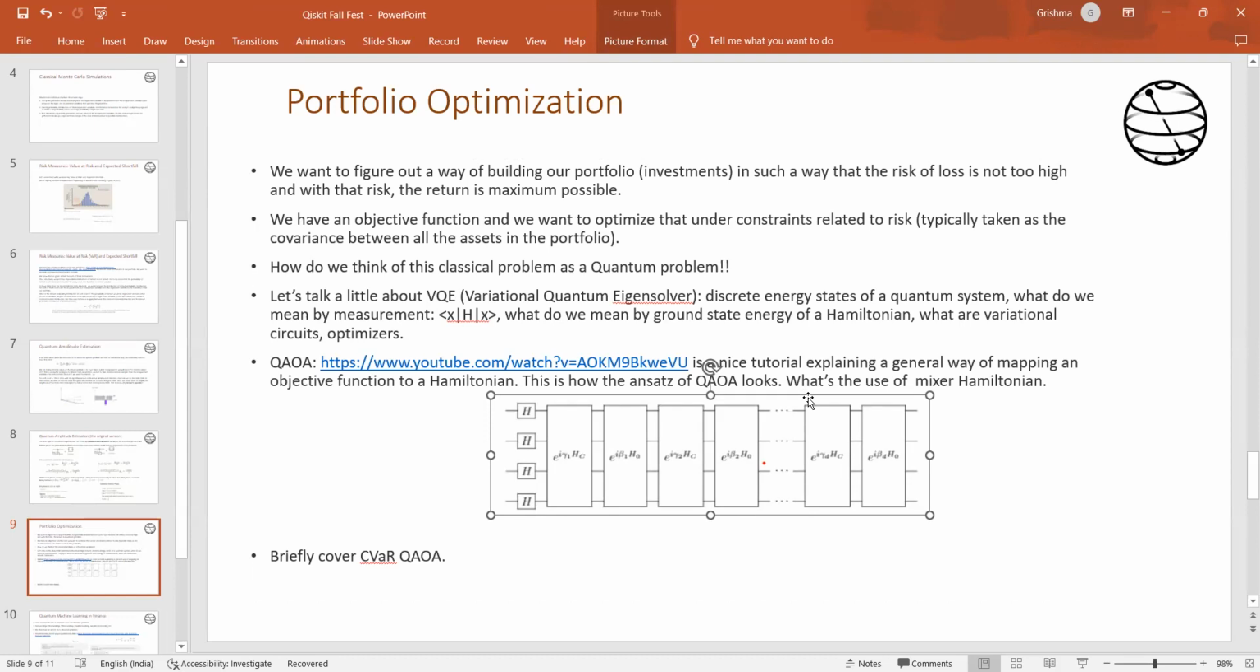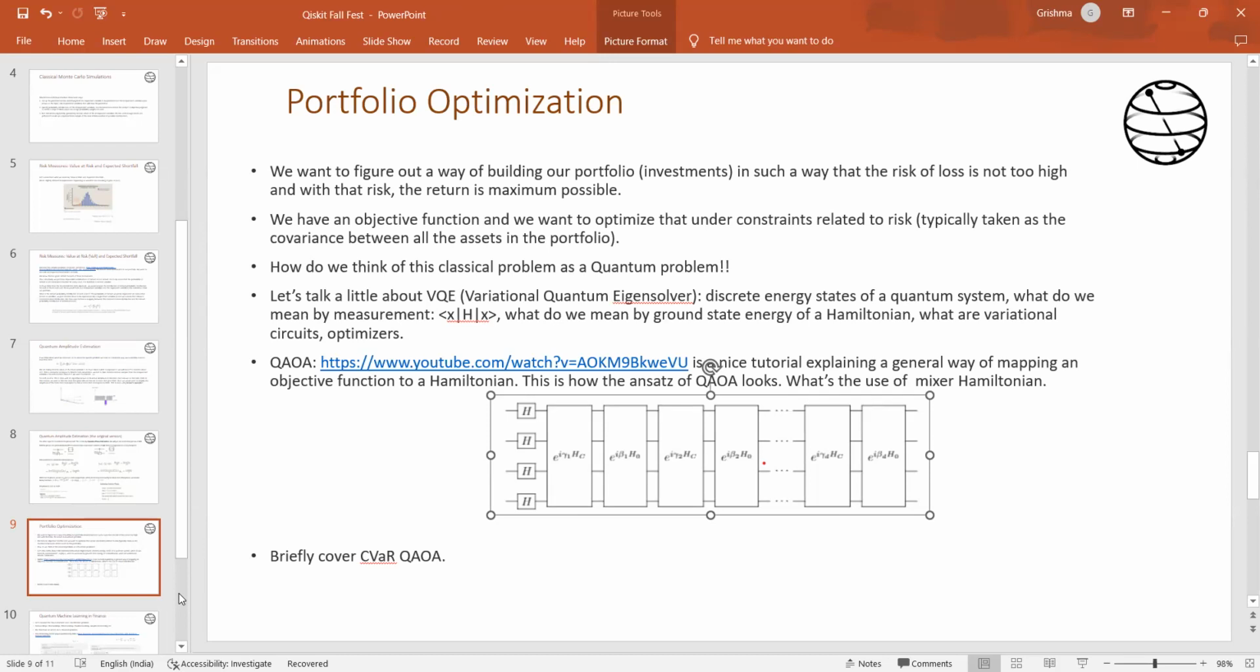A common problem in optimization problems is that you may get stuck in local maxima or minima. The idea of a mixer Hamiltonian is to avoid that situation where you get stuck in a local maxima or minima, and you hopefully get a global maxima or, no, minimum. So that's exactly the idea of a mixer Hamiltonian.